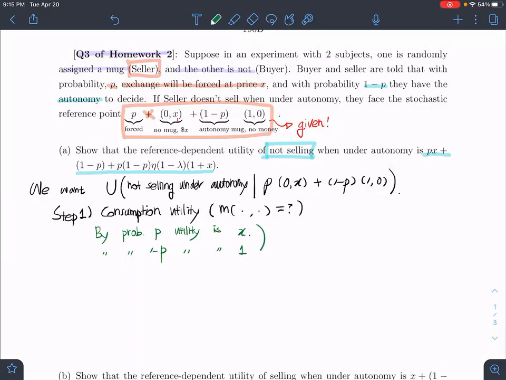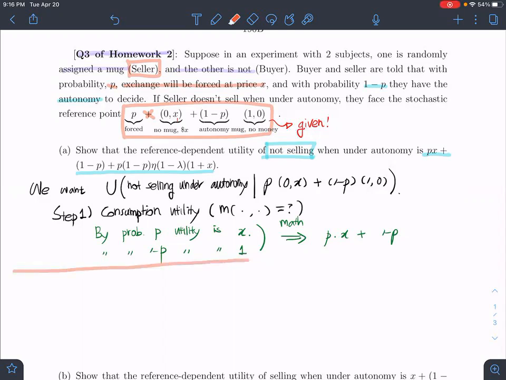Adding all of these up in math, we can write it as P times X plus 1 minus P times 1. So 1 minus P times 1 is just 1 minus P; let me delete the brackets. So this, Px plus 1 minus P, is his consumption utility. Any questions?